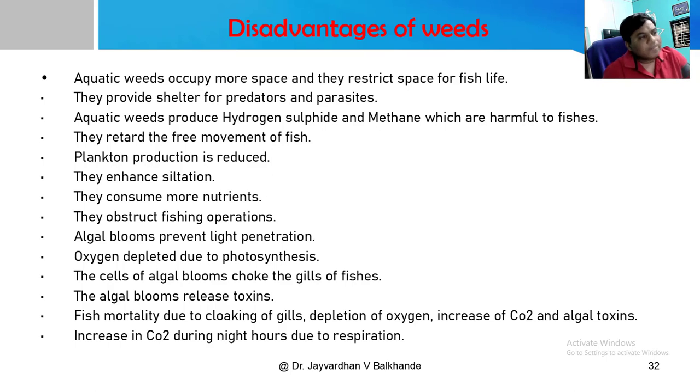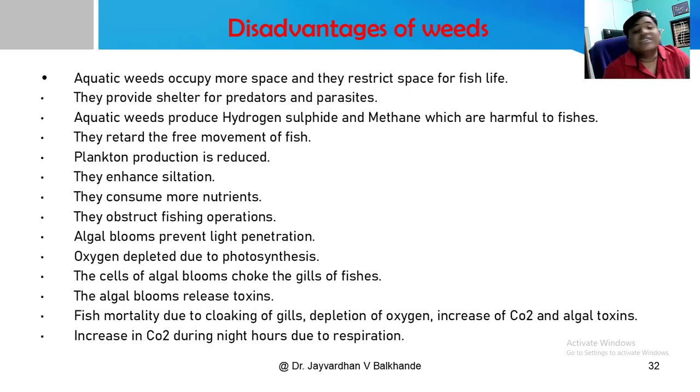And the cells of algal blooms choke the gills of fishes. Another disadvantage is that when the fishes swim in the water and come to the surface of these algal blooms, the cells of the algal blooms may choke their gills, and ultimately, if their gills are choked, the fishes may die. So it is also one of the disadvantages of aquatic weeds.